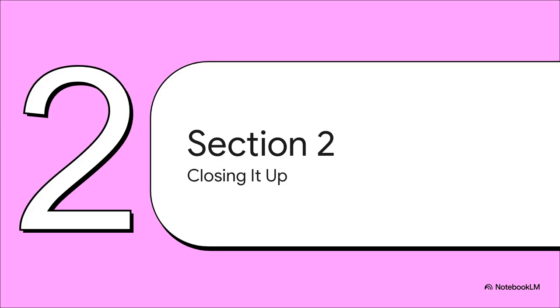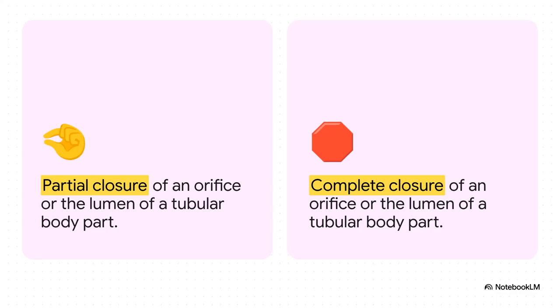Moving right along to Section 2, closing it up, restriction versus occlusion. This is the crucial distinction you absolutely need to memorize today. When you're reading through an operative report and the surgeon is closing a tubular body part, you have to ask yourself one question. Is this partial or is it complete? Partial closure always equals restriction. Complete closure always equals occlusion. It's a simple binary choice, but nailing it is essential for your DRG assignment accuracy.